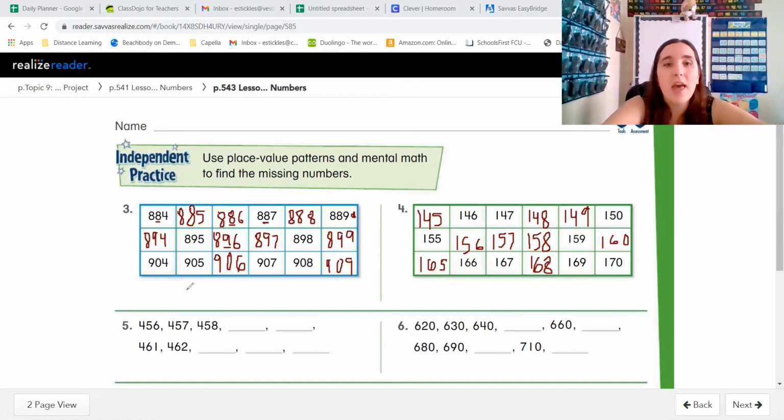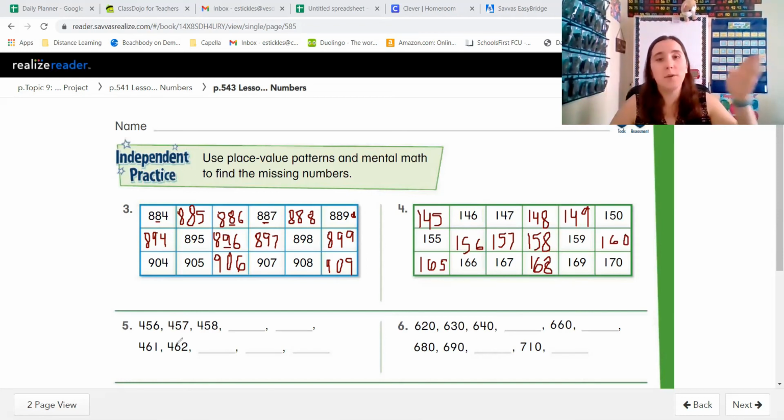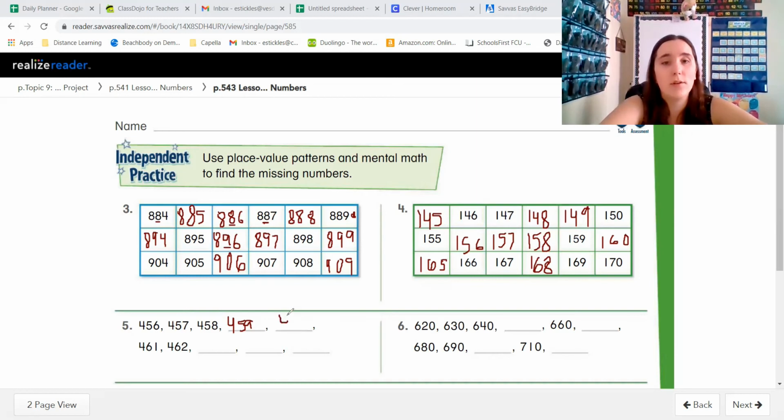Let's do number 5. This is a little bit different. It's not in a table anymore. Instead, it's almost like a list where we are just filling in the numbers in a row in a string of numbers. So we have 456, 457, 458. What do you think comes next? 459. What's after that? Looks like we're counting by ones, right? So 459 plus 1 would be 460.